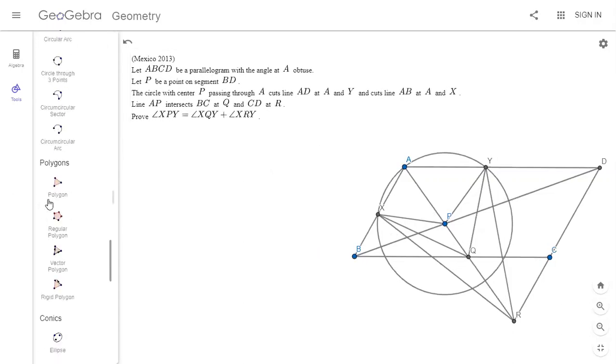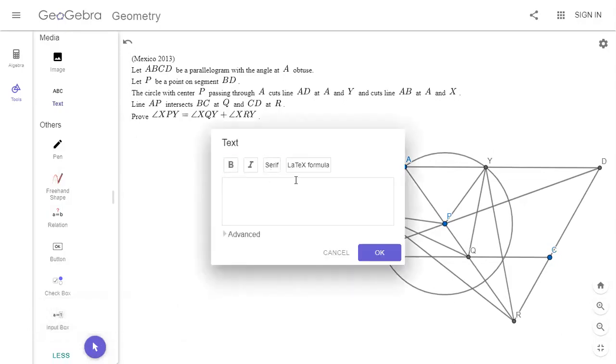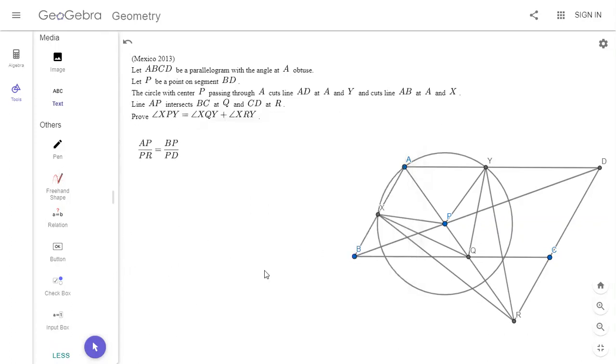We only got through 3 problems so far, but this one, so we have AP over PR is equal to BP over PB. And then we also have AQ over QR is BQ over QC.